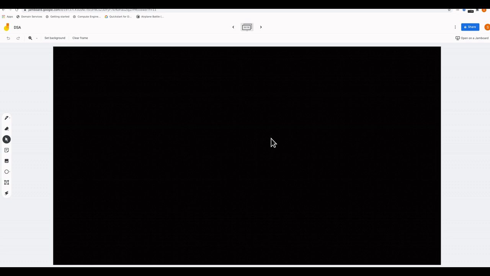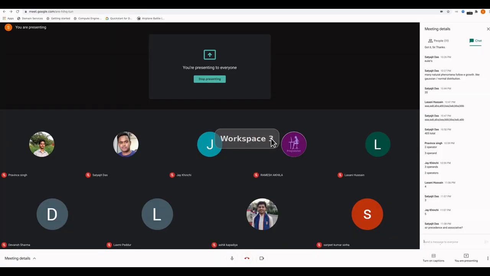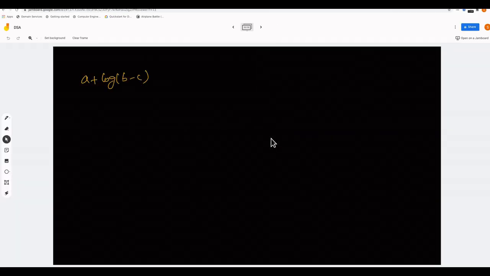Same question: you need to give the depth of the tree. It is A plus log of B minus C. Can you tell me how many operators and how many operands are here? A plus log of B minus C.